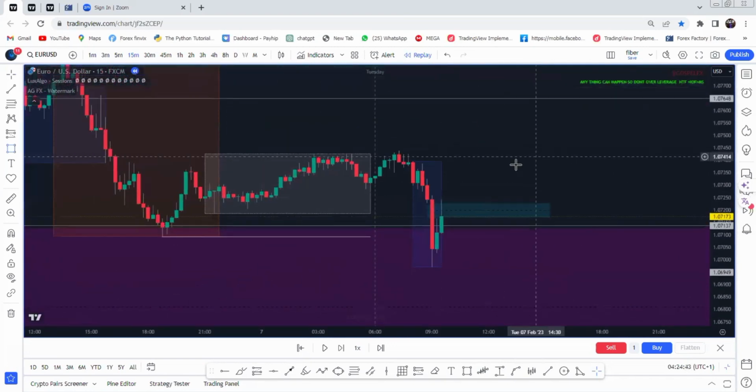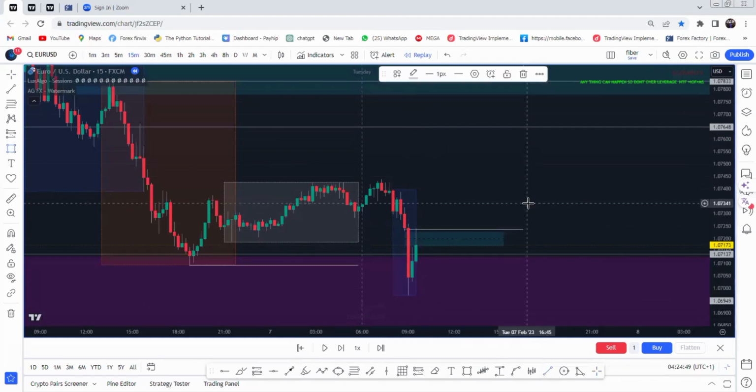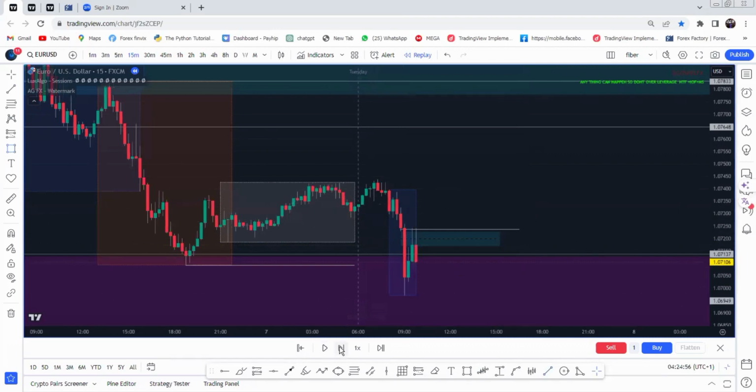Okay. So which means at this point, we might instead want to see price trade higher, especially if it closes above this candle. This is going to be an institutional candle, and that's going to be a good confirmation for us to have a buy if we get a displacement above it.